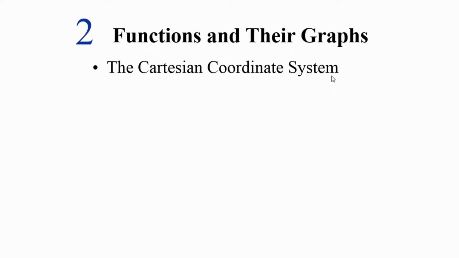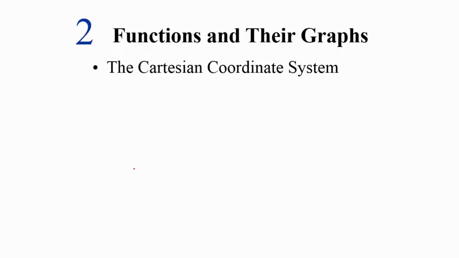Chapter 2 is talking about functions and their graphs. So here we're going to introduce to you how to graph a function on a two-dimensional plane, which is also called the Cartesian coordinates. Before we do anything, we have to introduce to you the Cartesian coordinate system. Let's just draw it here.